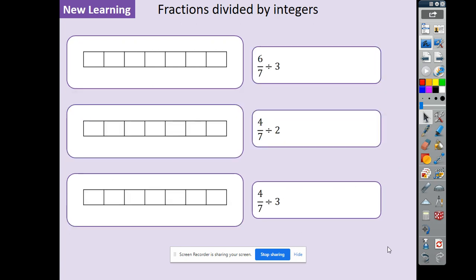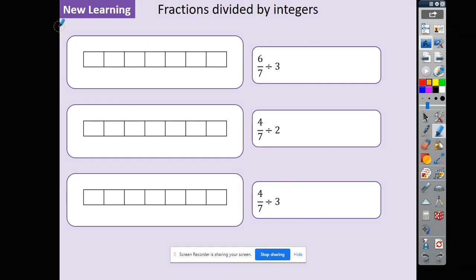Okay, so let's have a go at these. So the first one, it was 6/7 again, so let's highlight that. So we've got 1, 2, 3, 4, 5, 6. So you should have that drawn out in your books. Now this time we're dividing it into 3, so we want 3 equal groups. So I know that I could go 1, 2, 3 equal groups. Each group has got 2/7.